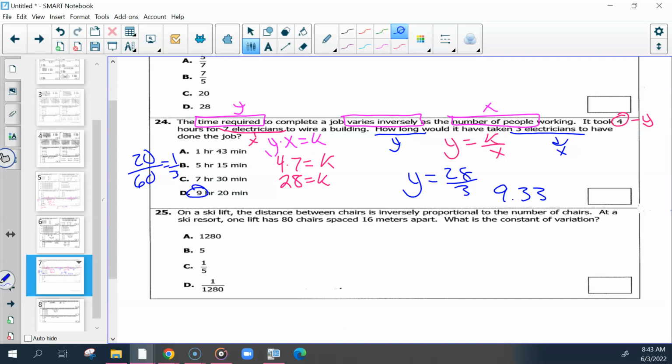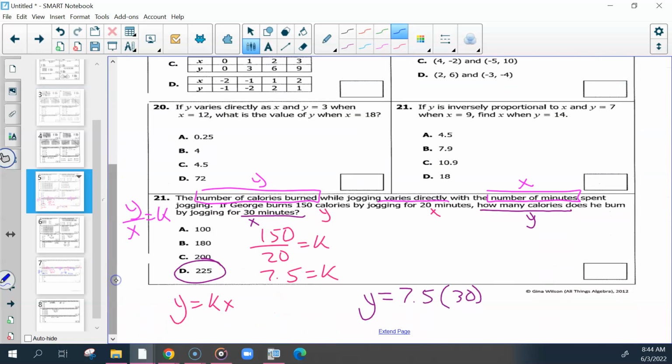How we find K is always opposite of how you find your equation. So here we are multiplying to find K, so our equation is dividing, and then in the other one, we divide to find K, but in our equation we're multiplying. Yes. So always find your K first, yes.